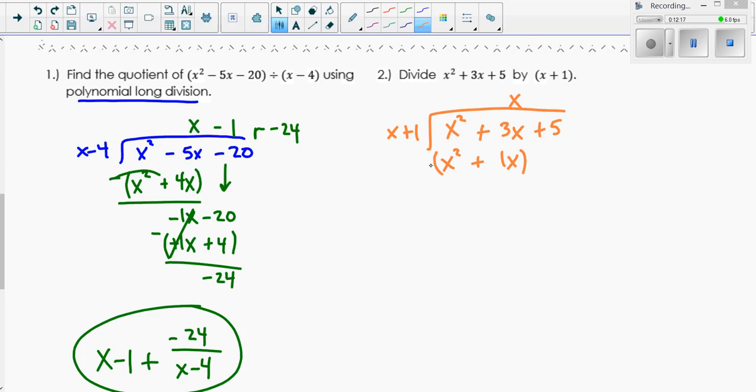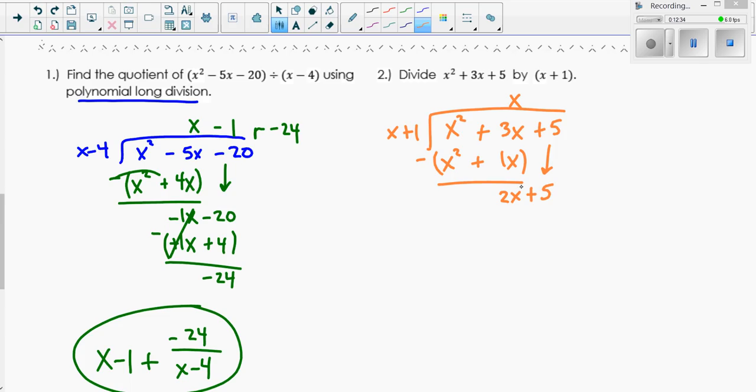Make sure you throw your parentheses around this so you remember that you're subtracting the whole quantity, not just the first term. X squared minus x squared is nothing, which is what I wanted. 3x minus 1x is 2x. Bring down the 5, so plus 5.